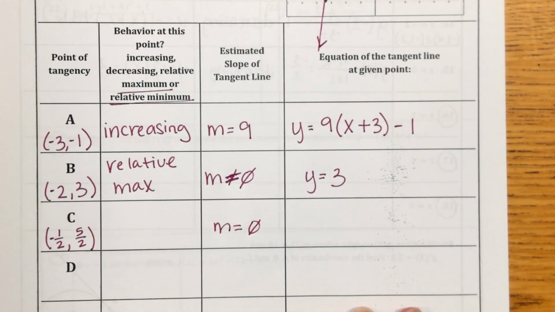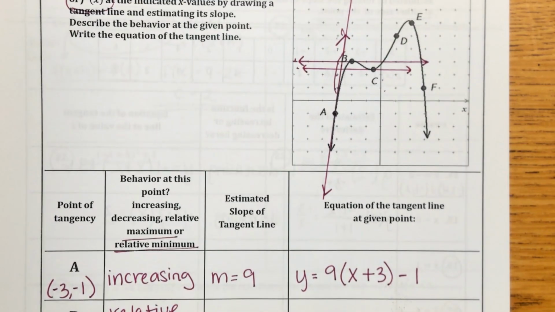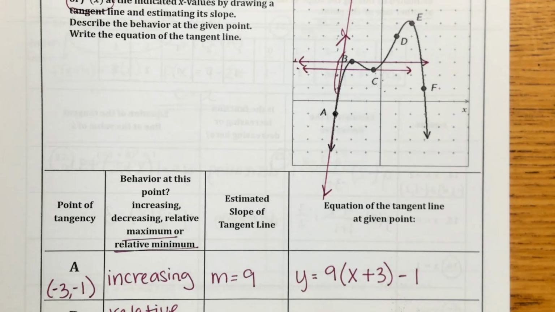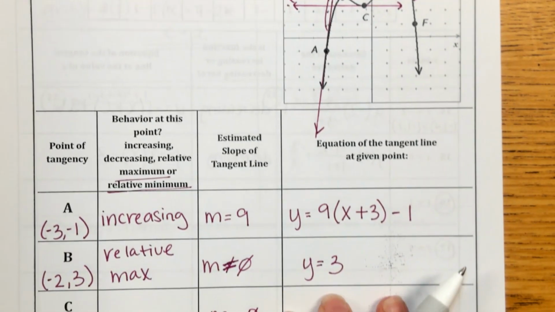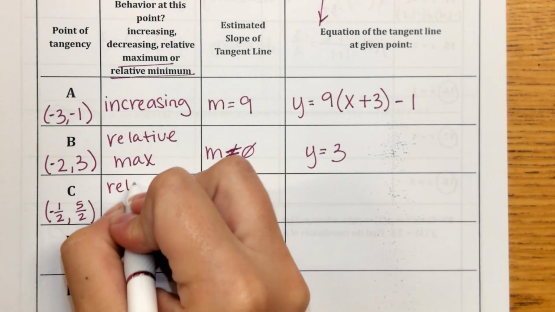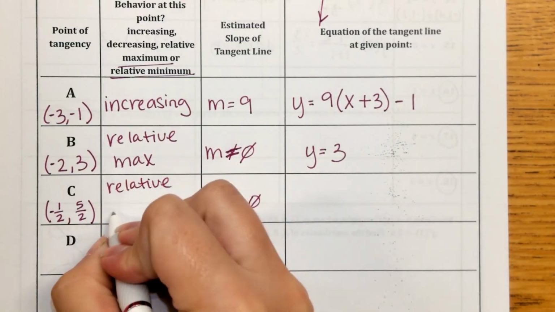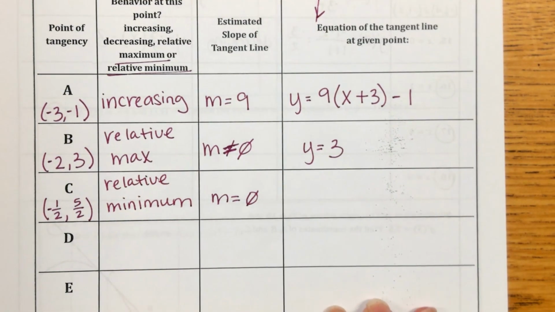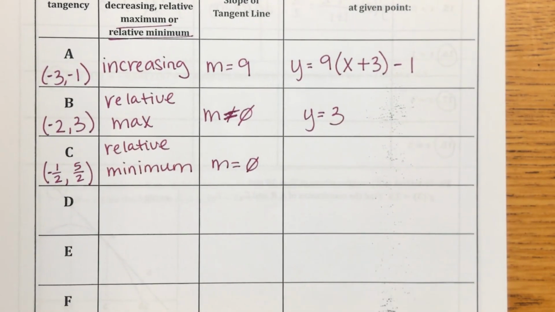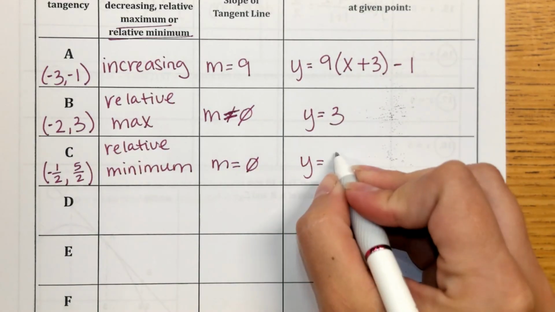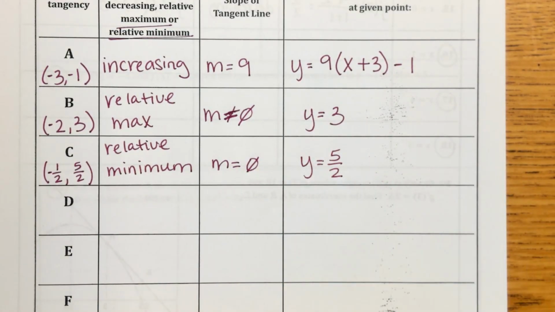Unlike on B, though, this is the lowest that it goes at that current point in the function. So we're going to call this a relative minimum. Okay? And same thing, our slope is 0. So our equation for this line is y is 5/2.